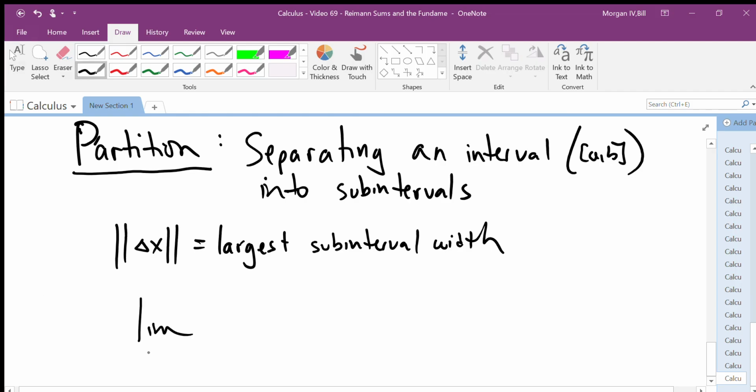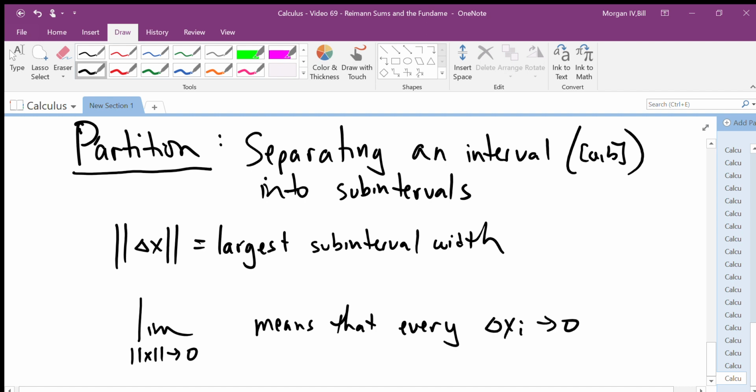So saying that the limit as the largest subinterval goes to 0 means that every delta xi goes to 0. If the largest one goes to 0, then they all go to 0. And that's what we're really wanting.